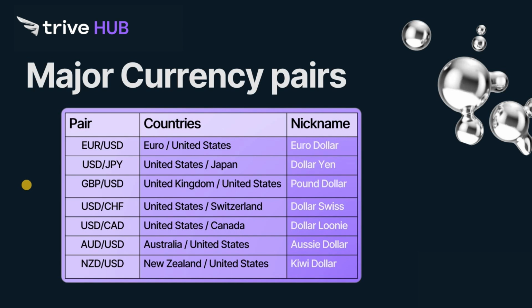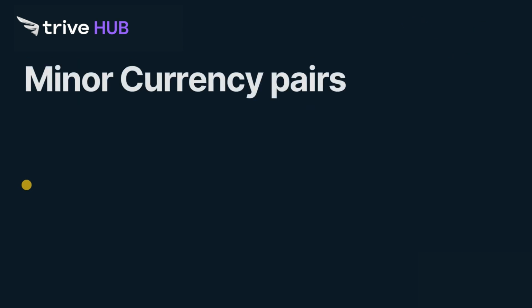In addition to major currency pairs, there are some more currency pairs. So let's see what those are. We call them minor currency pairs or cross currency pairs. It means a pair which does not have the US dollar in it.